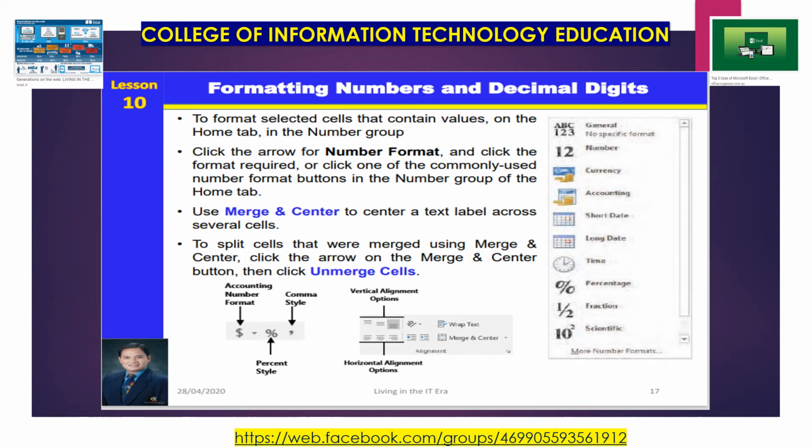Formatting numbers and decimal digits. To format selected cells that contain values, on the Home tab in the Number group, click the arrow of the Number Format and click the format required, or click one of the commonly used number format buttons in the Number group of the Home tab. Use Merge and Center to center a text label across several cells. To split cells that were merged using Merge and Center, click the arrow on the Merge and Center button, then click Unmerge Cells.